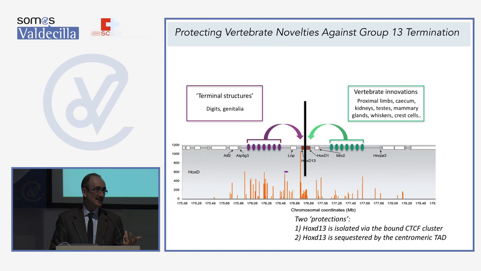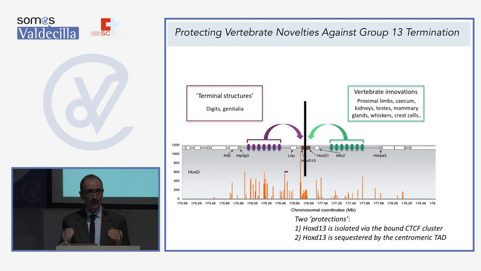Look here. Digits, genitals, digit, genitals, genitals, digit, digit, genitals. It's 25 years we've been looking for enhancers in this TAD here. We never found anything else than digits and external genitals. Why? Because that's the end of the system. If you would introduce any of these enhancers here, you kill the system. Because if you get gene number 13 in kidneys, no kidney; in crest cells, no crest cells; in mammary glands, no mammary glands. So all the enhancers had to accumulate on the other hand. And on this part here, you only find the terminators.